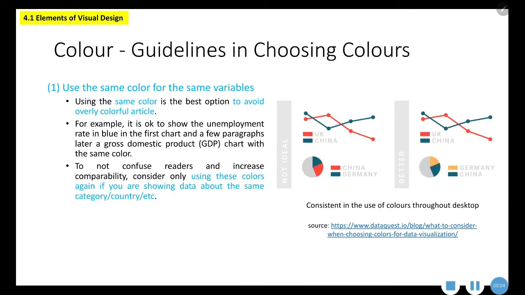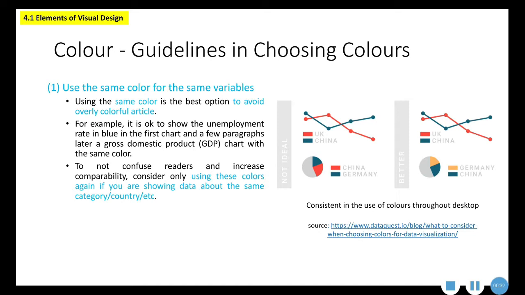In the next 12 slides is about guidelines in choosing colors. So the first guideline is to use the same color for the same variable. It is the best option to use the same color for the same variable in order to avoid an overly colorful article, and this is also to reduce confusion by readers or audience.